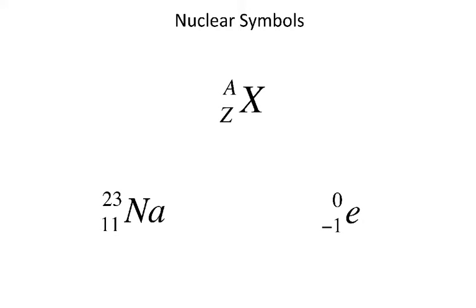In this video, we're going to look at a couple examples of writing nuclear equations for radioactive decay. We're going to look at alpha decay, beta decay, positron emission, and electron capture. Now, before I get to those examples, I just want to give a quick review on nuclear symbols.